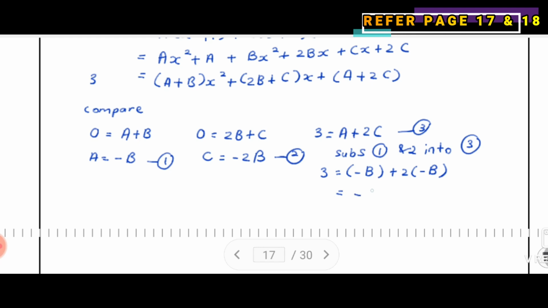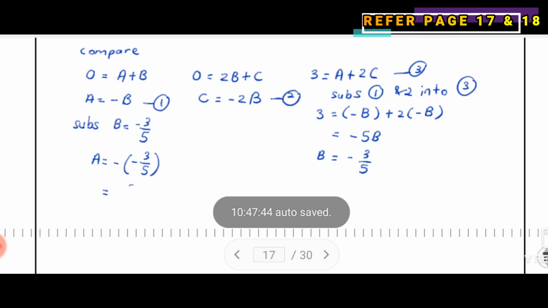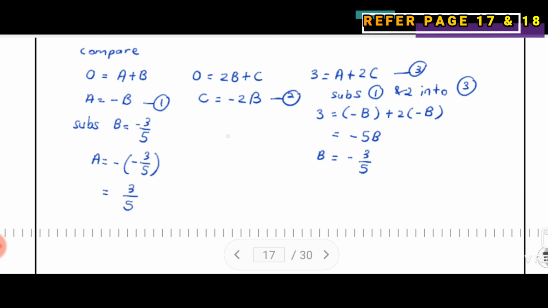So we get negative 5b, hence b equals negative 3 over 5. Substitute b equals negative 3 over 5 back into equation 1 and equation 2. So a equals negative times negative 3 over 5. We have 3 over 5.